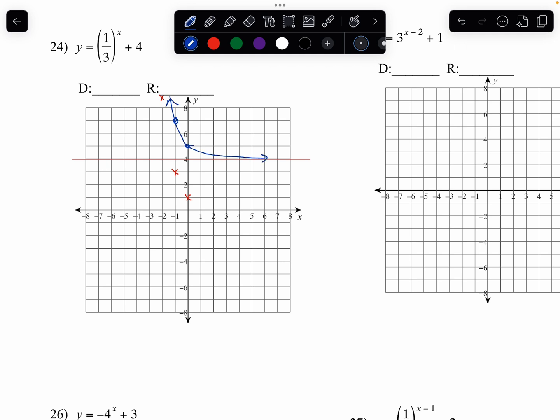The domain is all real numbers for exponentials, and the range depends on the asymptote. And the asymptote is y is equal to 4. And so since we're above that line, y is going to be greater than 4.